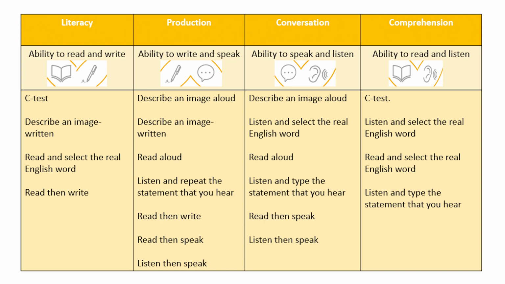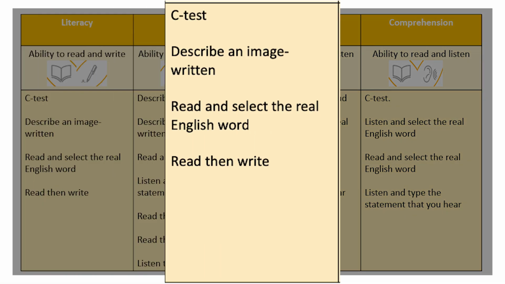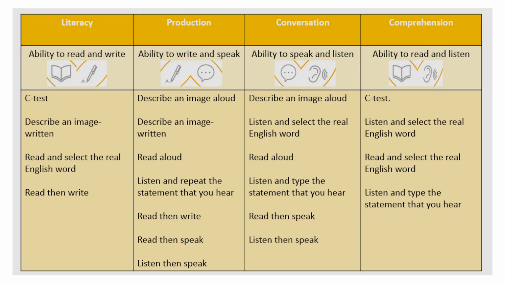The first subscore is literacy. When you think of a literate person, that person has the ability to read and understand what they're reading and write clearly. And so the questions that you see in this category test that particular type of skill. We have the C test, which is the broken words. We have describe an image in written form. We have the read and select the real vocabulary words. And we have read a question and then write your response.